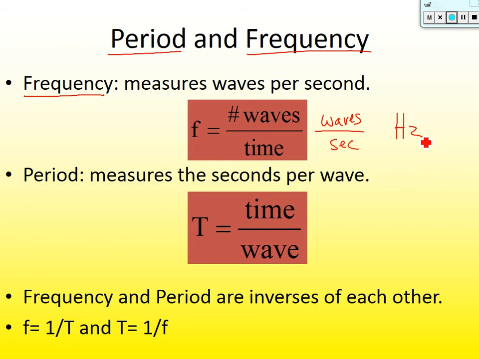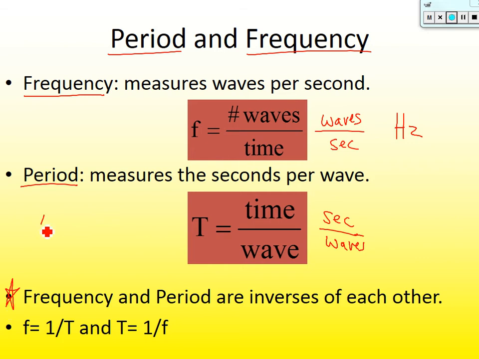Okay, now let's contrast that to another wave property called period. Period is given the symbol T. So period is equal to the time, so now we're doing seconds divided by waves. So it's the number of seconds it takes for a wave to go by. Now, like it says down here, frequency and period are inverses of each other.